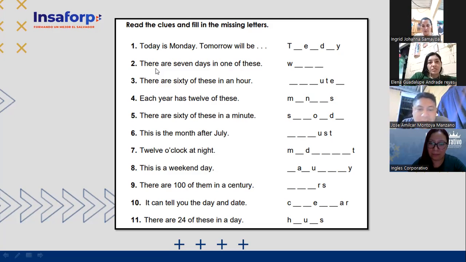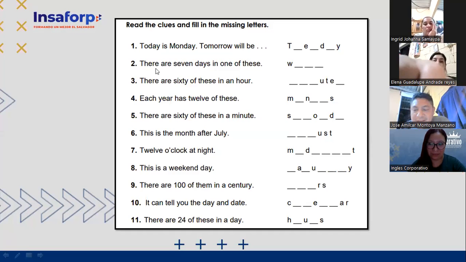A, B, C, D, is a F, D, U, H, R, R, D, A, J, R, S. No es R, es R. La R es R. Y la R y la Y. Y la S se pronuncia S. Okay. De nuevo, de nuevo. Repeat. Sí. This is a weekend day.